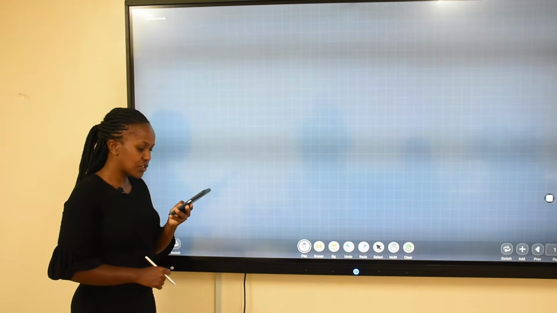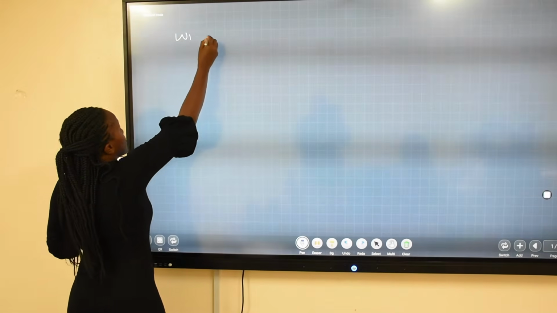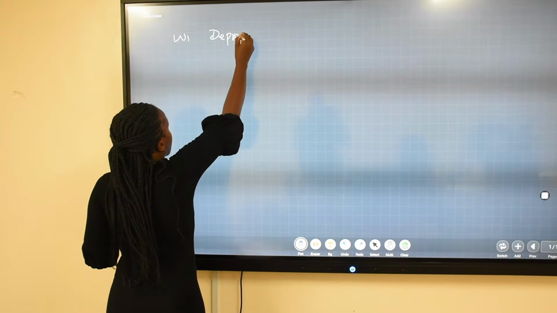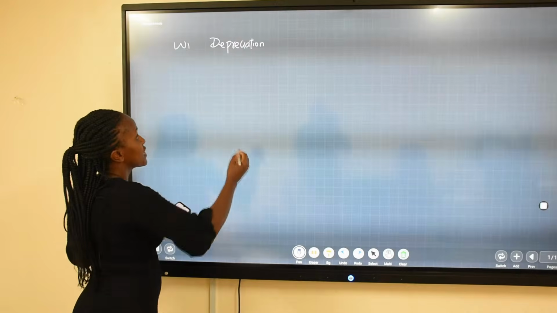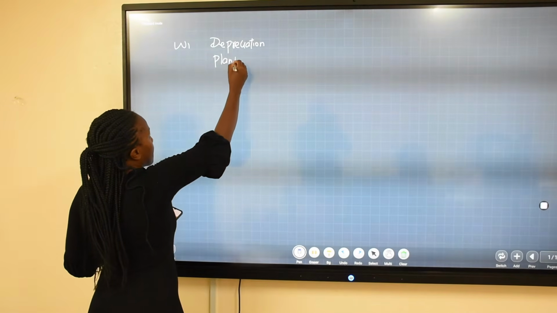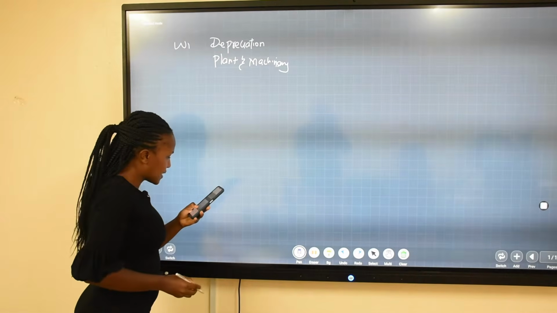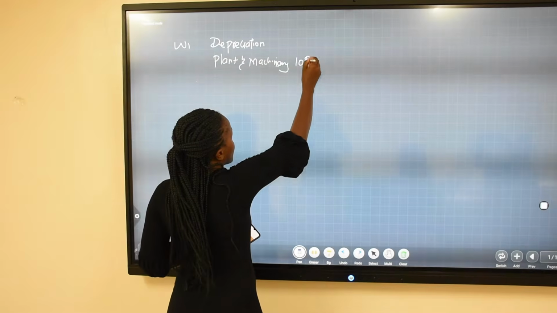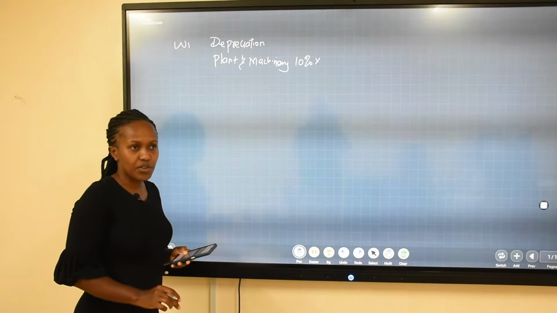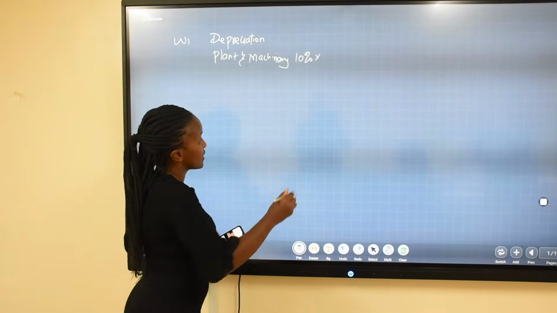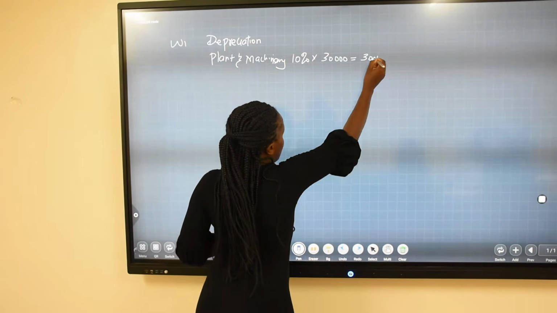Number 3, depreciation is to be provided at the following rates. So that is our first working, depreciation. It is provided on plant and machinery at 10% on cost. So we said that if depreciation is provided on cost, that is the straight line method. So the cost of the plant and machinery was 30,000 from our trial balance, and this is going to give us 3,000.